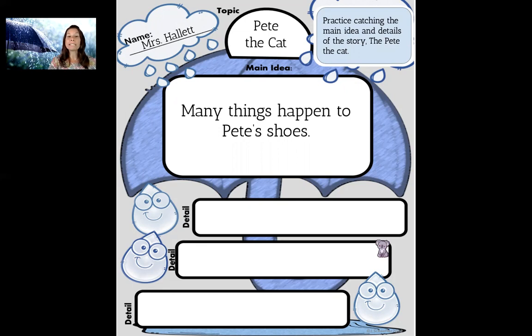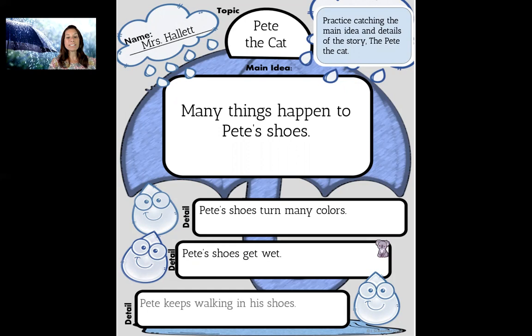Now, can you think of some details that happened to his shoes? They turned all sorts of colors, didn't they? They turned many colors. That was one detail. Is there another detail you can think of? Pete's shoes got wet. What else happened? Pete keeps walking in his shoes. Did you see that? So all of the details match in a smaller way the main idea, which match Pete the Cat as the topic.